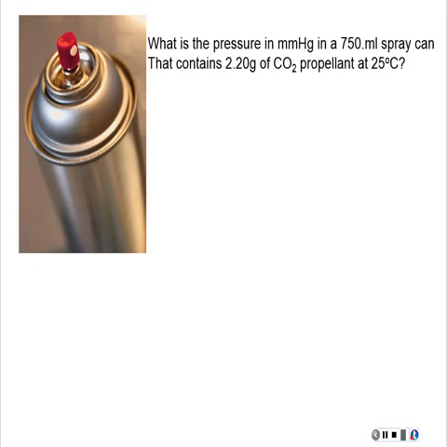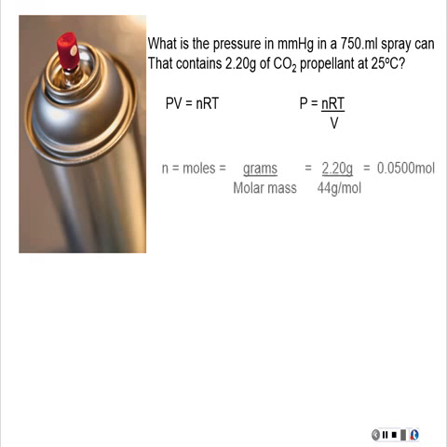So let's do some calculating. First thing we want to do is write down our gas law. And we want to solve it for our unknown, which is going to be pressure. So pressure equals nRT over V. And then we want to have all of our factors. Now we need n, R, T, and V.